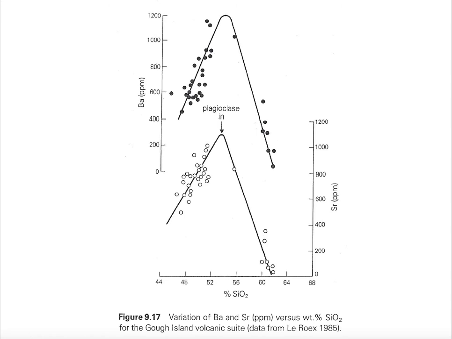So in the same thing here, we have the barium. The barium is also sitting in the plagioclase, but just as a trace element. Here barium is just listed as a trace element. Strontium is also a trace element in plagioclase, and then it goes down.